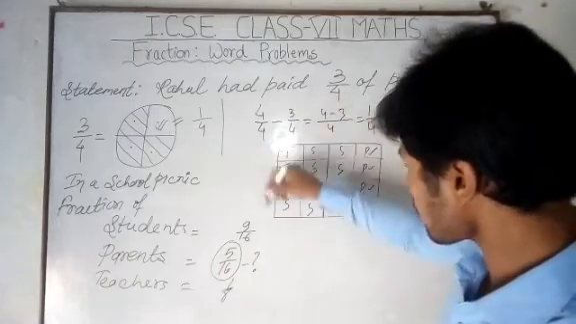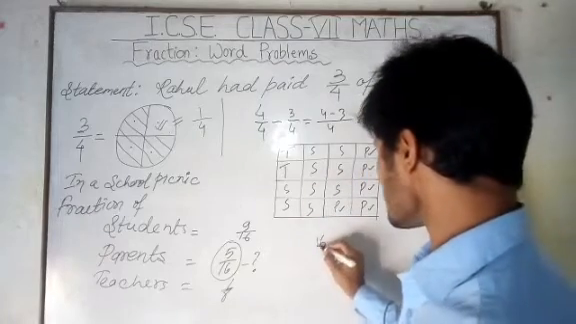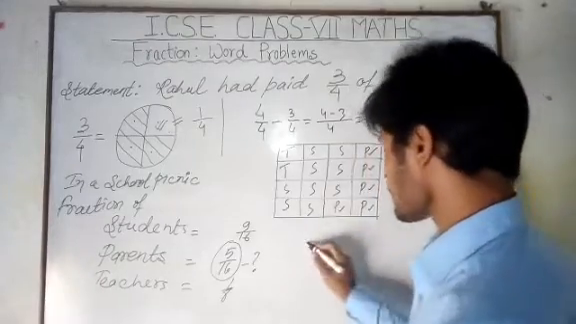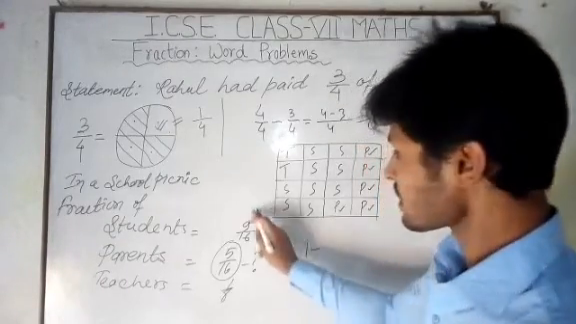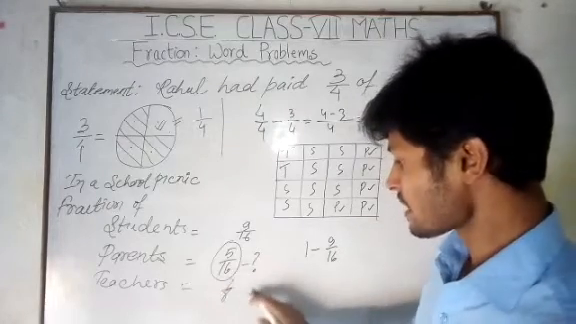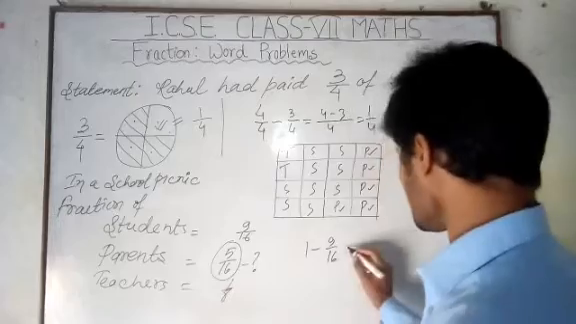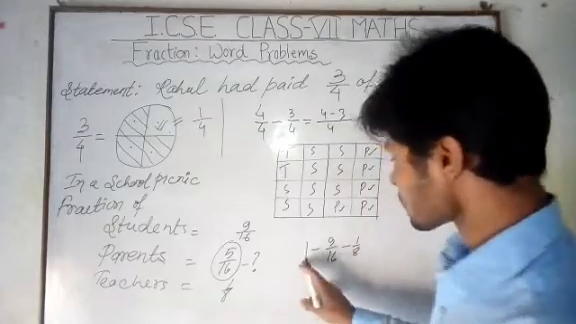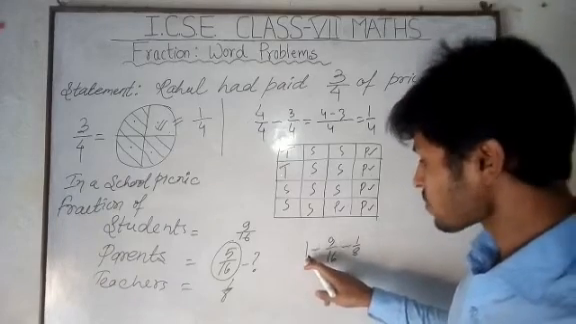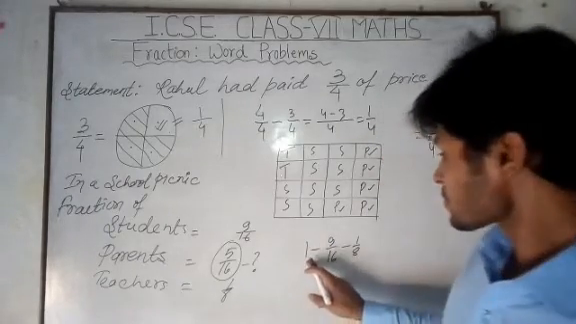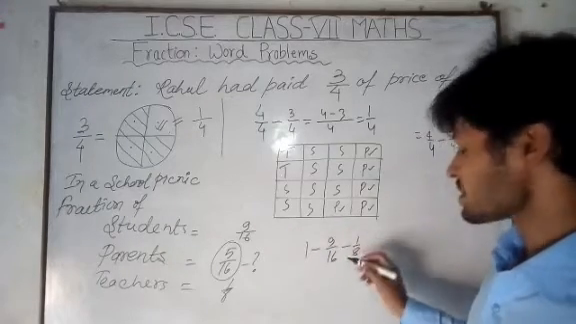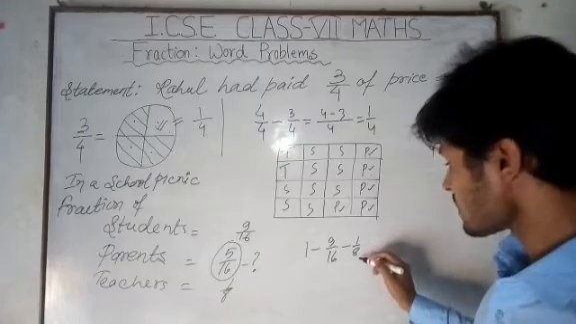Here we can take the whole part as 16 by 16, or you can say this one is actually 1 minus the fraction of students, 9 by 16, and the fraction that represents the number of teachers is 1 by 8. So this whole, that means the complete total, the fraction that represents the total is always 1. So 1 minus the fraction of students, 9 by 16, and whatever comes, the fraction of teachers, 1 by 8, is to be subtracted.